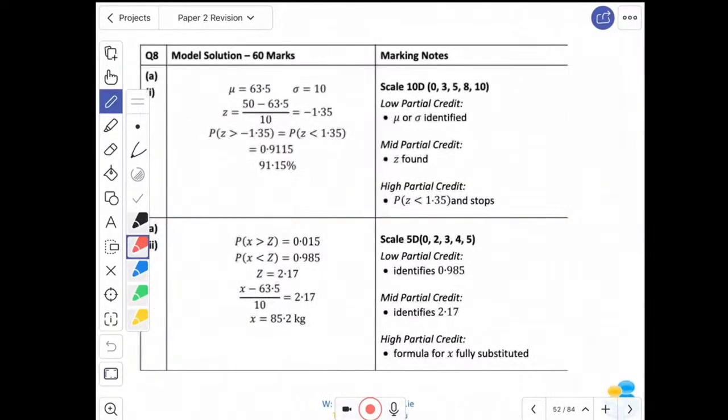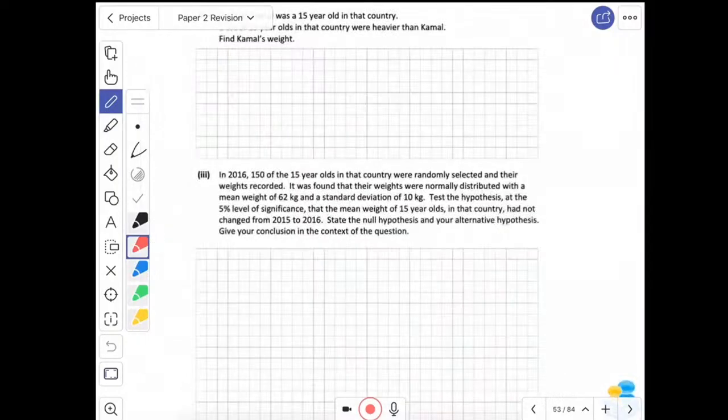It said, in 2016, 150 of the 15-year-olds in that country were randomly selected and their weights recorded. It was found that their weights were normally distributed with a mean weight of 62 kg and a standard deviation of 10 kg. Test the hypothesis at the 5% level of significance that the mean weight of 15-year-olds in that country had not changed from 2015 to 2016. State the null hypothesis and your alternative hypothesis. Give your conclusion in the context of the question.